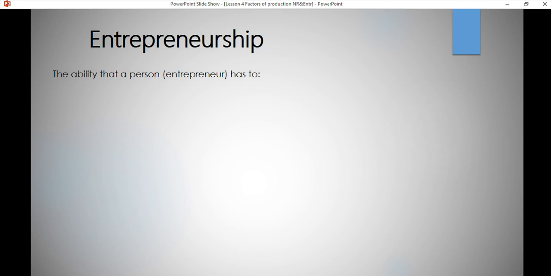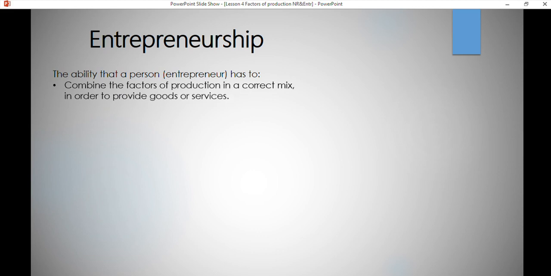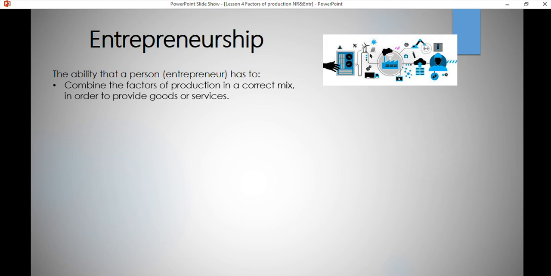So this person has a few abilities. He will be able to combine factors of production. Now that is natural resources, capital, and labor, because he's the entrepreneur, the fourth factor of production, in a correct mix, and he will then use that to provide goods or services. So he'll make sure that he's got the right amount of people, the right machinery, and the right natural resources. For example, he will make fruit juice, so he'll buy different kinds of fruit, compress it in the right way with the right recipe, and then sell it to the right customers. Okay, that is his ability.